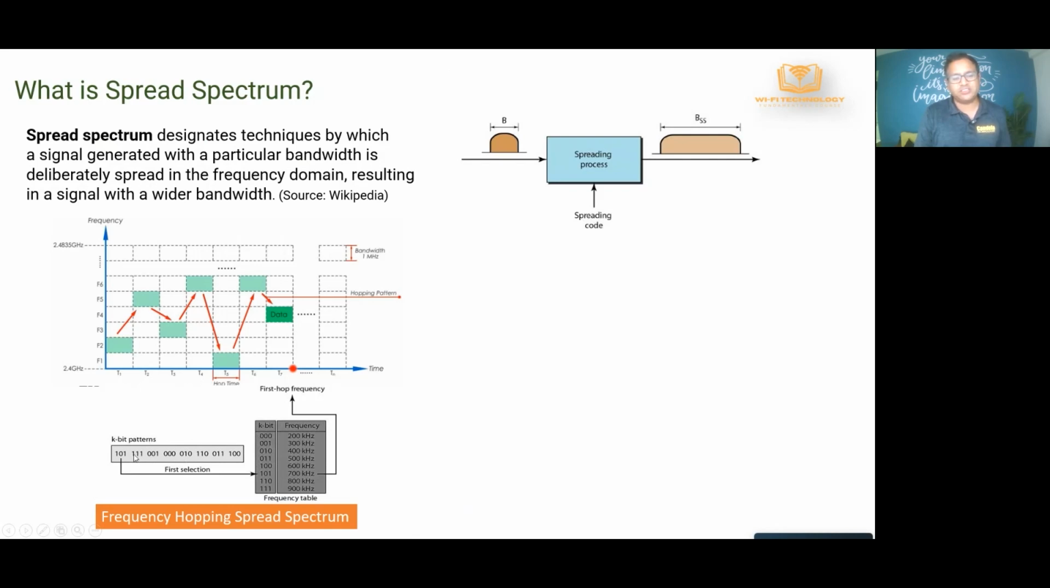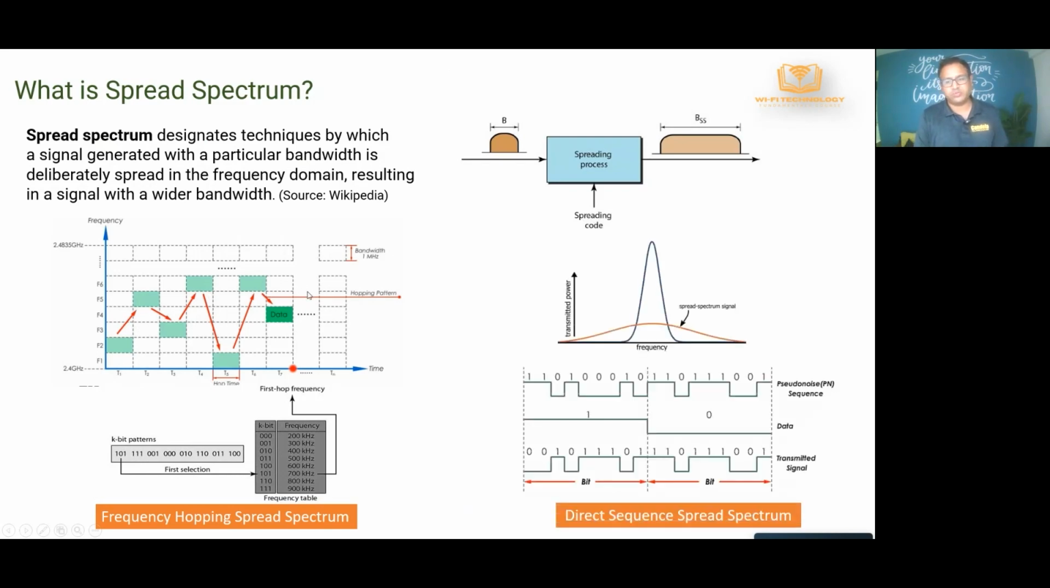Let's say the first pattern is 101. That means you use this frequency table and say, okay, 101 means I need to transmit on 700 kilohertz. So now you send that packet, or that set of information, on the 700 kilohertz frequency. And then you keep hopping. Every hop instance, you keep hopping between frequencies and you send information that way. That's how frequency hopping spread spectrum works.